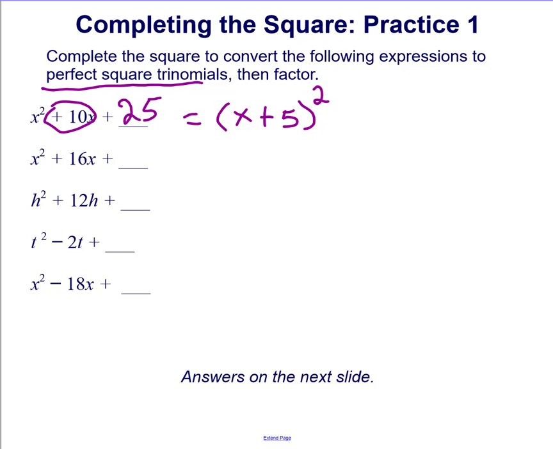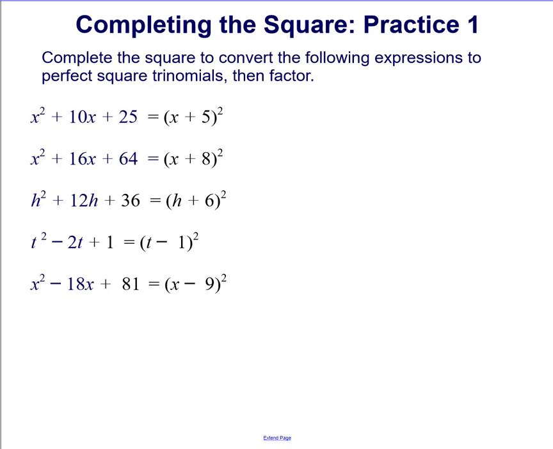Some of you may already notice a shortcut here when it comes to creating your c term, also called the constant term, going from 10 to 25, and then figuring out what this term is going to be as well. In either case, this is a good chance for you to pause the video, practice on these 4 problems, and then resume watching the video to compare your answers with what you see on the screen.